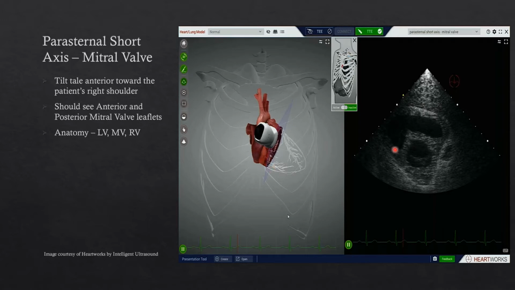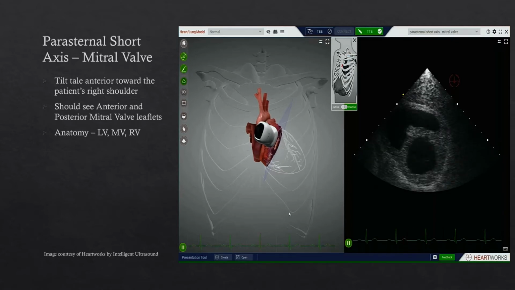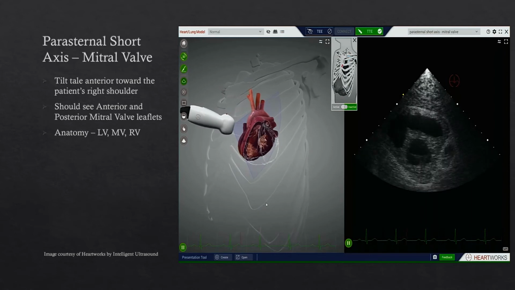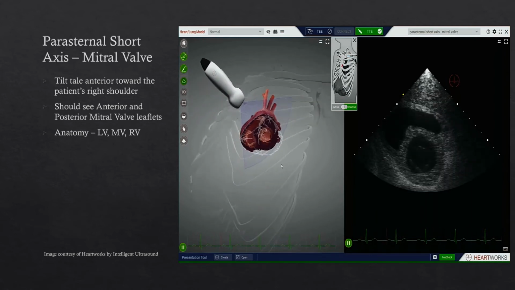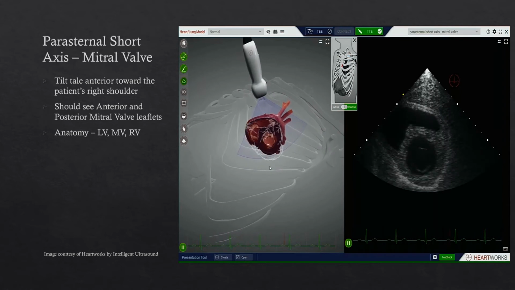So here what we should see is the anterior mitral valve leaflet on the top, posterior on the bottom. This is our left ventricle here. This is our right ventricle up here. And that's what we're seeing on our screen.